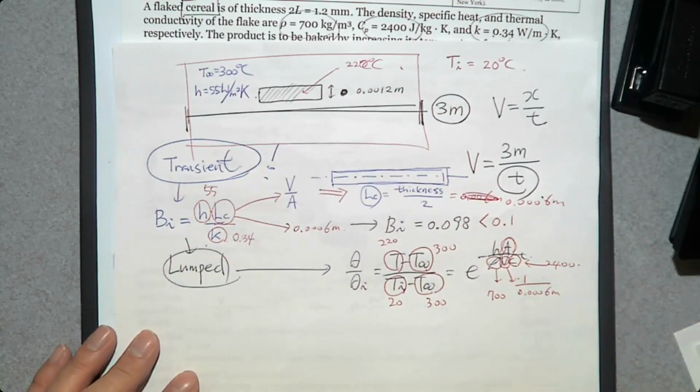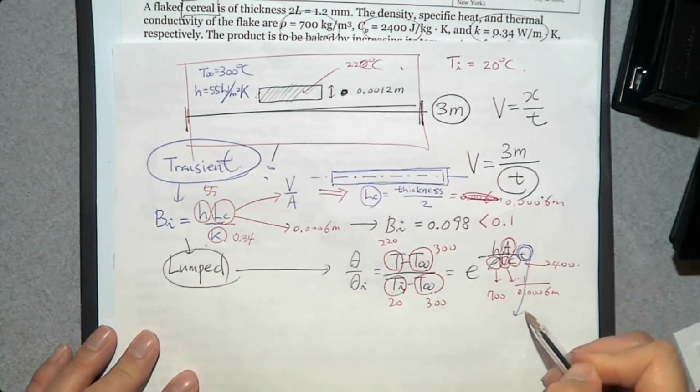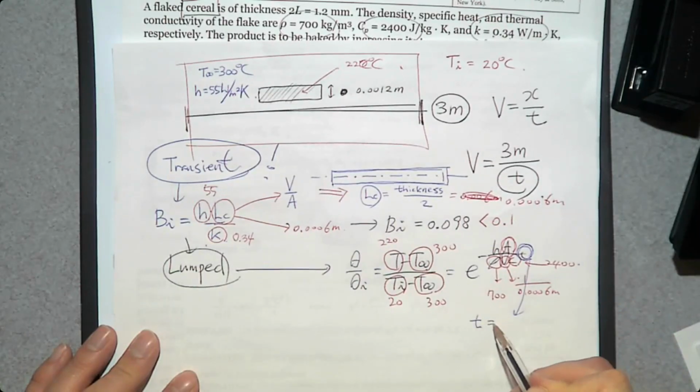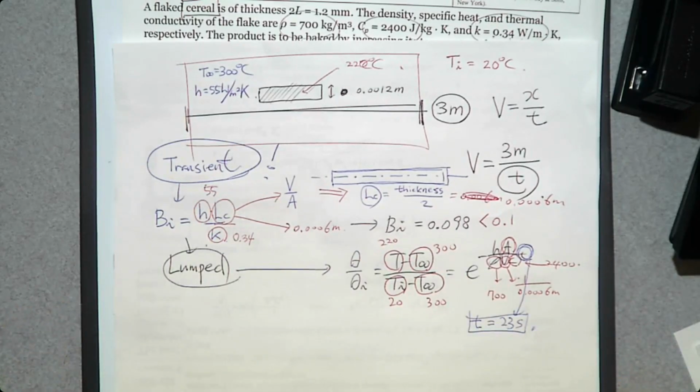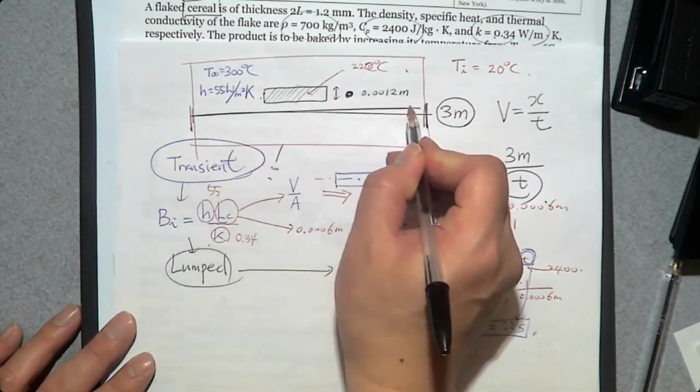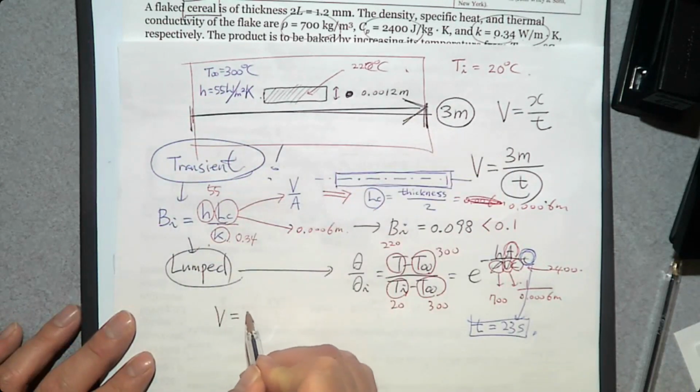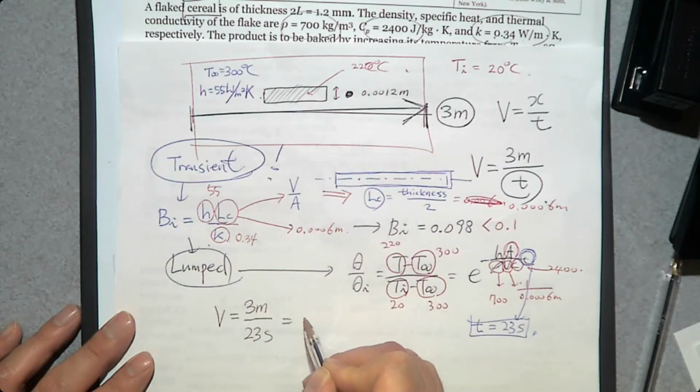Then, can you determine t? Yeah, you can determine t. So what is the time required? 23 seconds. Pretty fast. So if you leave this cereal in the oven 23 seconds, then it's going to be cooked. So what is the velocity of this conveyor belt? The velocity is going to be the length of the oven, 3 meters, divided by the time, 23 seconds. So the minimum velocity you need to have is going to be 0.13 meter per second.